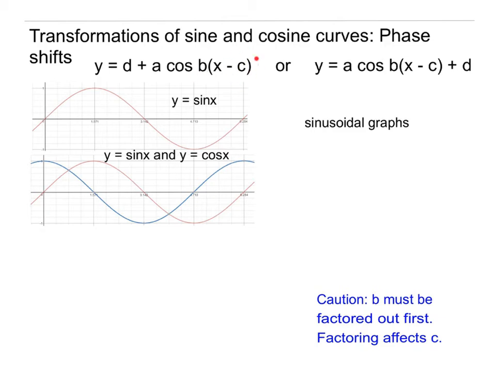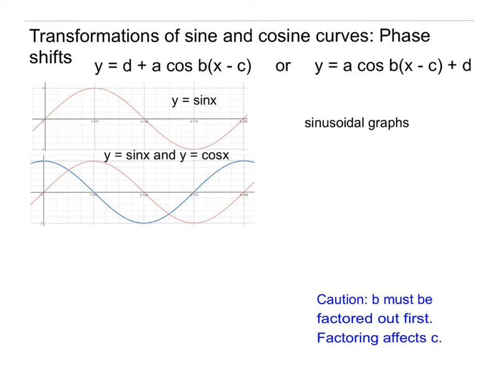And this C value, just like on any function, because it's inside the parentheses, the sign is opposite what you think it will be. So because this is a minus sign, you would move this right. If that were a plus sign right here, you would move it left. Just like for a quadratic or any other polynomial, if it's inside of parentheses or under a square root, then you do the opposite of what you think the sign is going to be.